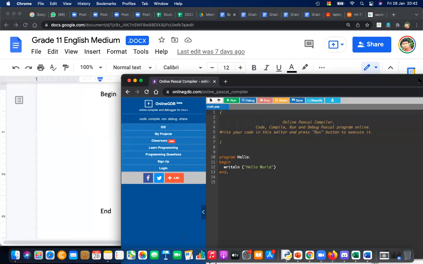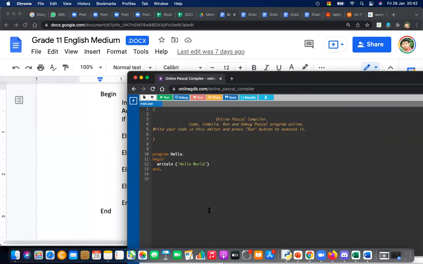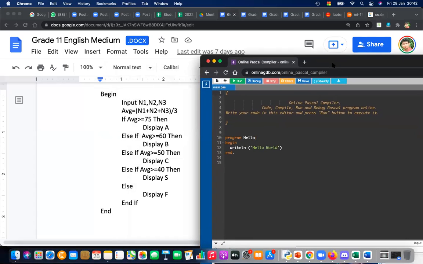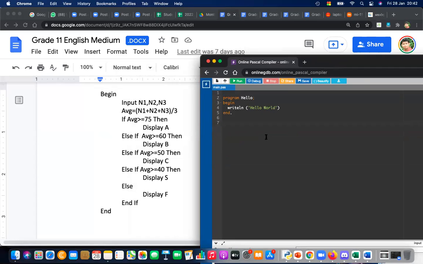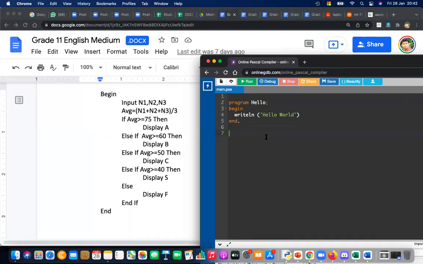Okay, you can see both now. Here, on one side you have the GDB compiler, on the other side the pseudocode. So let's convert the pseudocode step by step to the Pascal code. Let's zoom this so you can see it clearly. Program hello. Let's keep the hello as it is. No need to change. And begin. Before that, we have to introduce the variables.